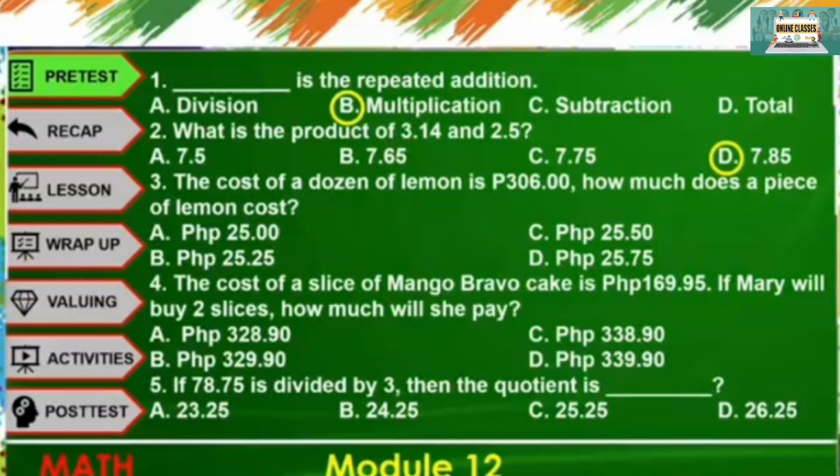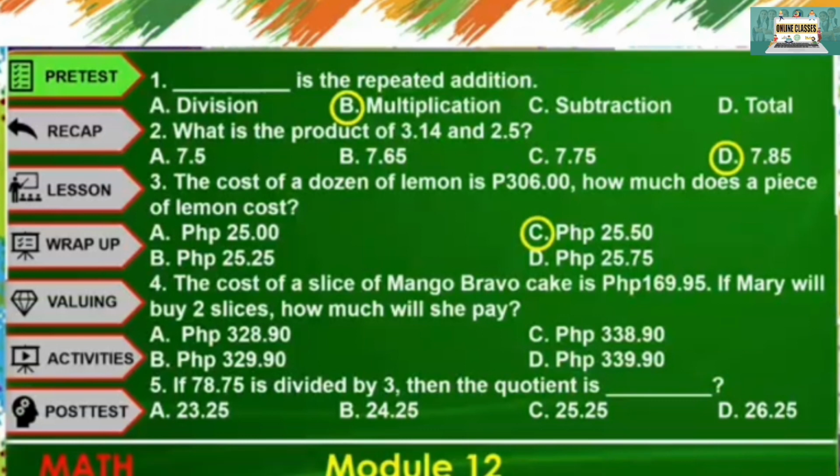3. The cost of a dozen of lemon is 306 pesos. How much does a piece of lemon cost? A. 25 pesos. B. 25 pesos and 25 centavos. C. 25 pesos and 50 centavos. Or D. 25 pesos and 75 centavos. The correct answer is C. 25 pesos and 50 centavos.